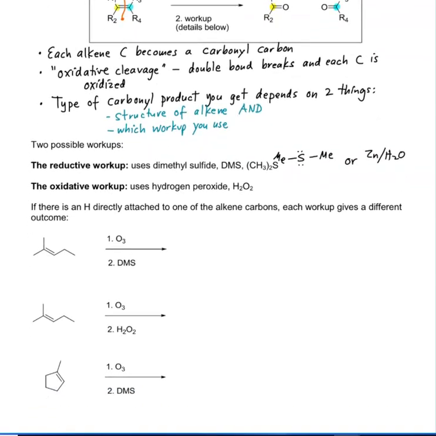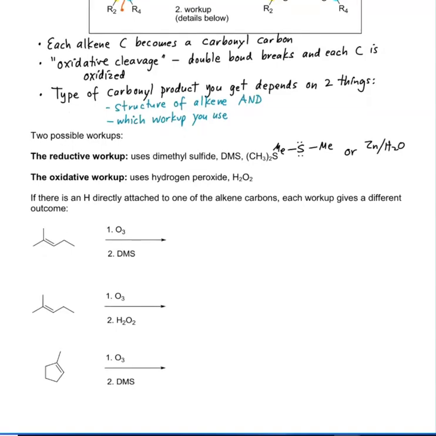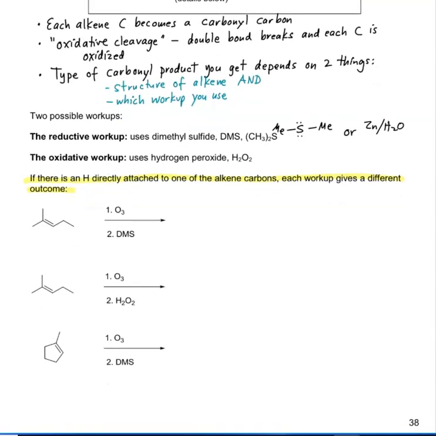Okay, so how does this work out? As it turns out, if there's a hydrogen that's directly attached to one of the alkene carbons, that's where the workup is going to give you a different outcome. Depending on the workup you use, you'll get something different. So let's look at this case here. Let's draw in the hydrogen that's missing. This is exactly what I'm talking about. This is a hydrogen directly attached to an alkene carbon.